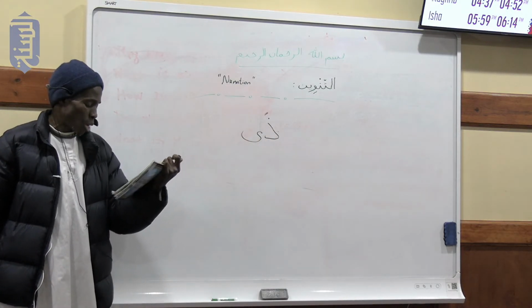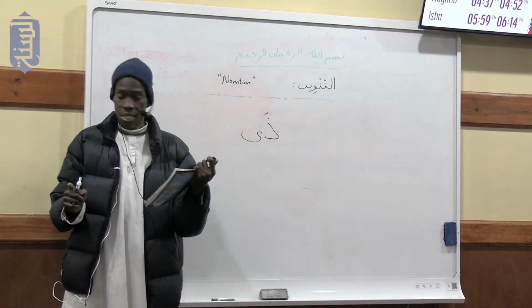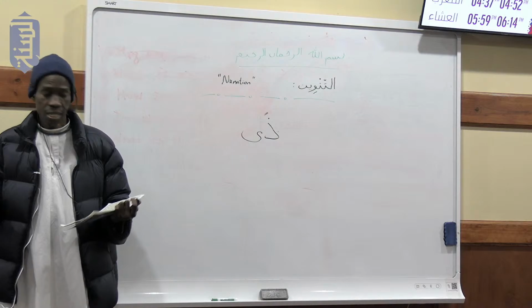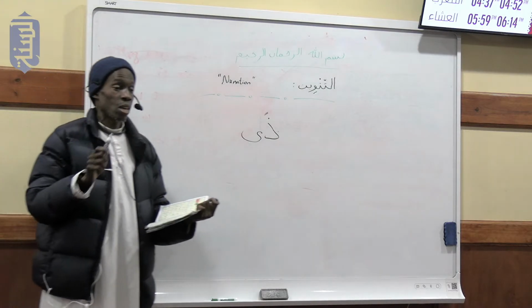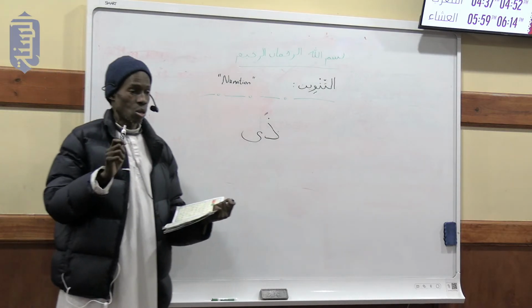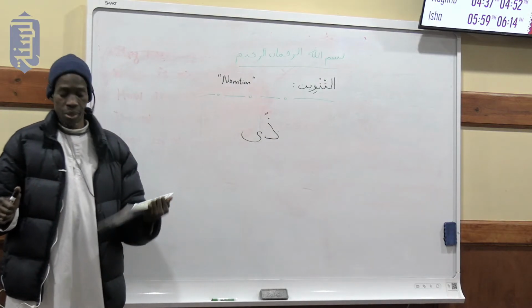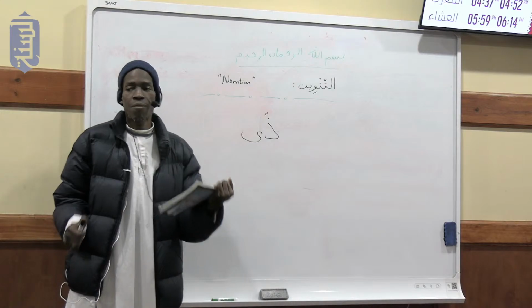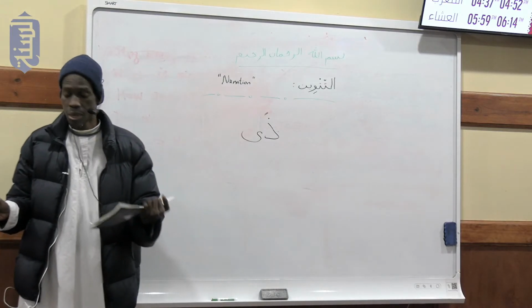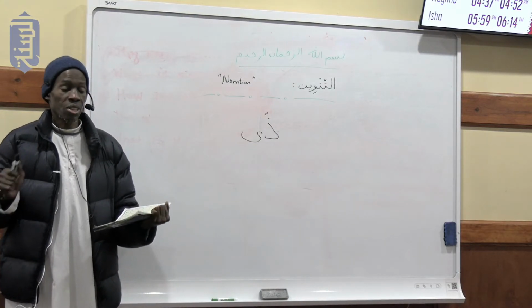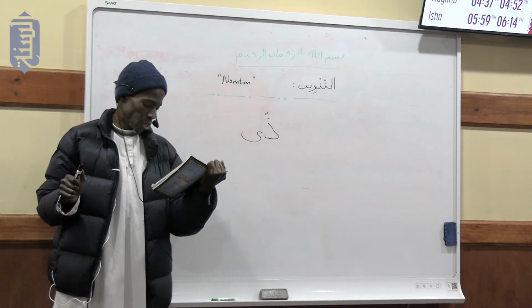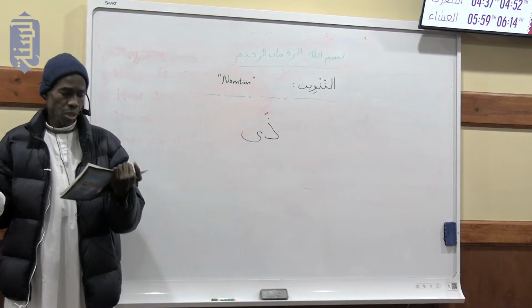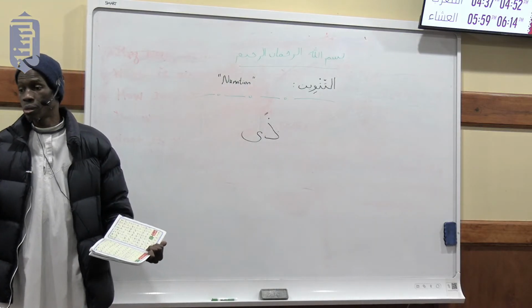Okay, so go back to your book. Dal fathatan dan. Dal kasratan din. Dal dhammatan dun. Dan din dun. Okay. Next one. Dha fathatan dhan. Dha kasratan dhin. Dha dhammatan dhun. Dhan dhin dhun.